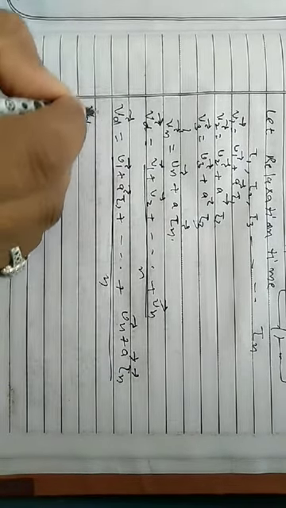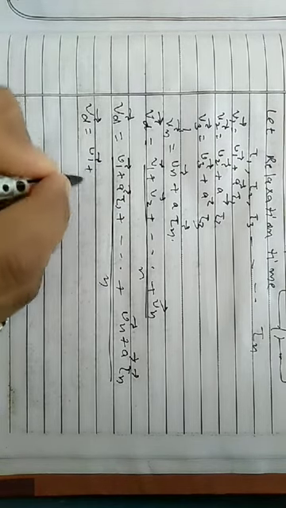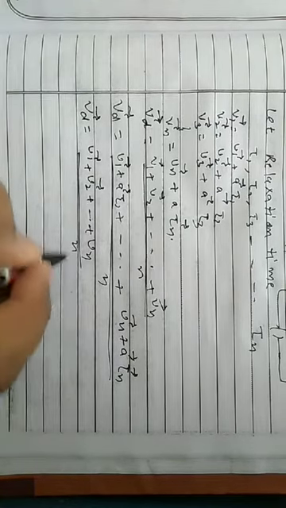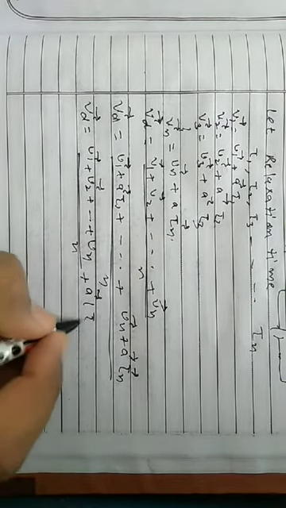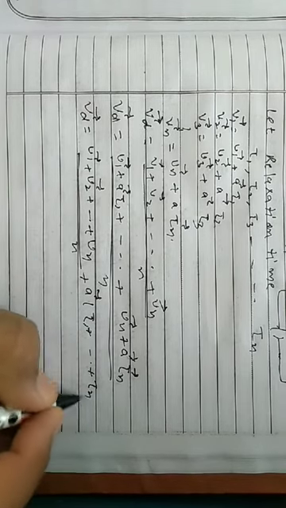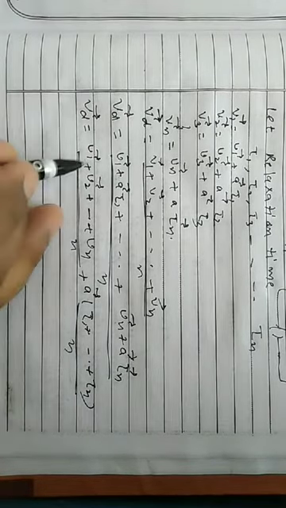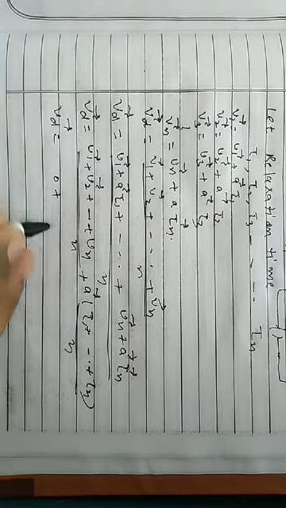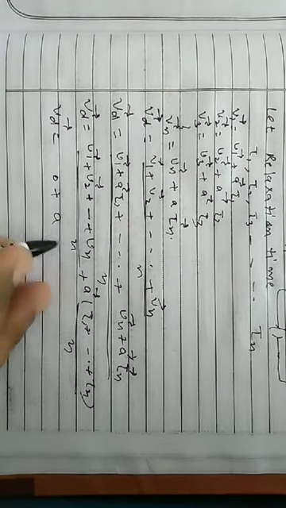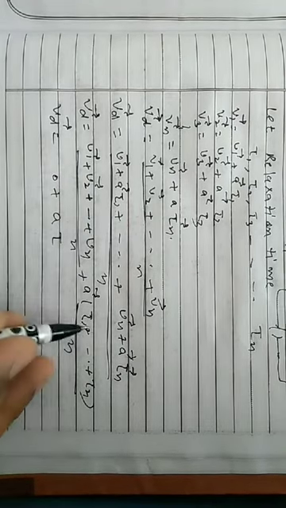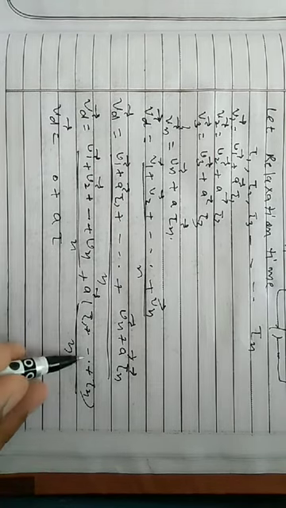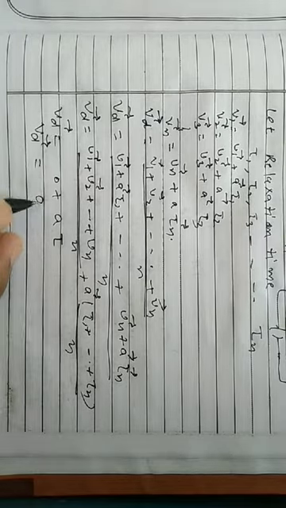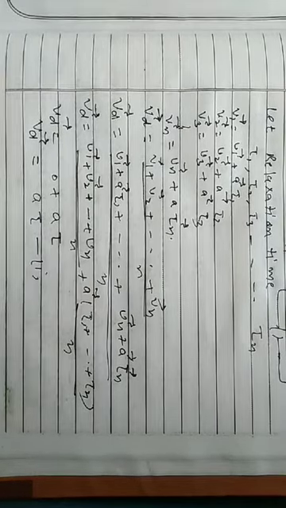Now we can write vd as (u1 plus u2 up to un) upon n plus a times (t1 up to tn) upon n. Average velocity is 0, so vd is 0 plus a times the average time, (t1 up to tn) upon n, which is equal to t. So vd is equal to a into t, equation number 1.